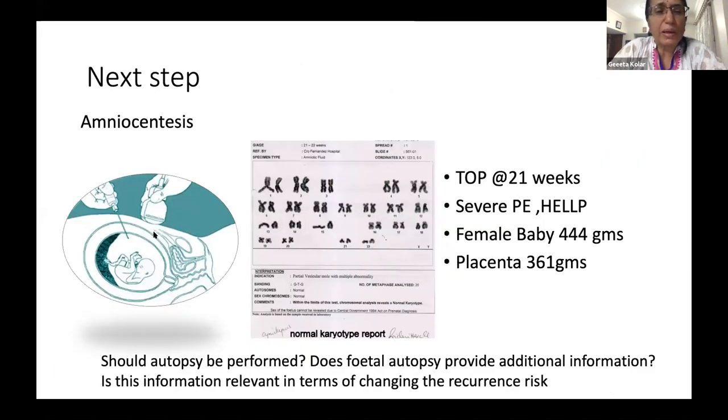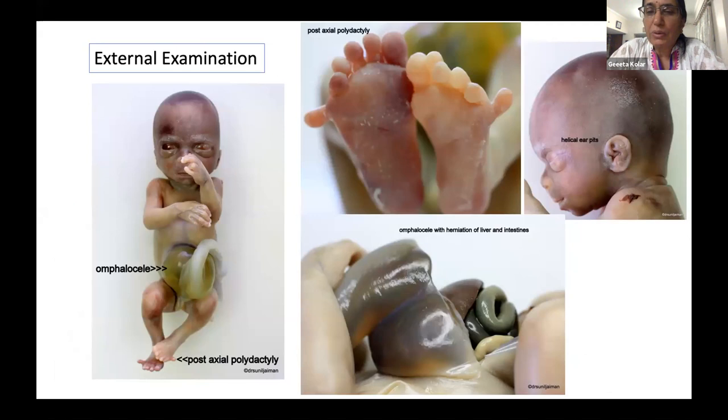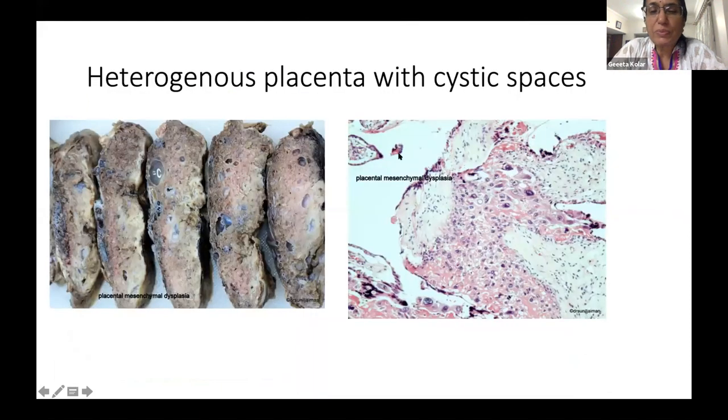So we did a karyotype, amniocentesis was done, and the karyotype came normal. In view of severe PE, she had termination. And how do we go about it? Do we offer her an autopsy? Will it give additional information? So we offered her an autopsy. This is the external evaluation: post-axial polydactyly, omphalocele, helical pits, huge exomphalus, heterogeneous placenta with cystic spaces, which gave a diagnosis of placental mesenchymal dysplasia.